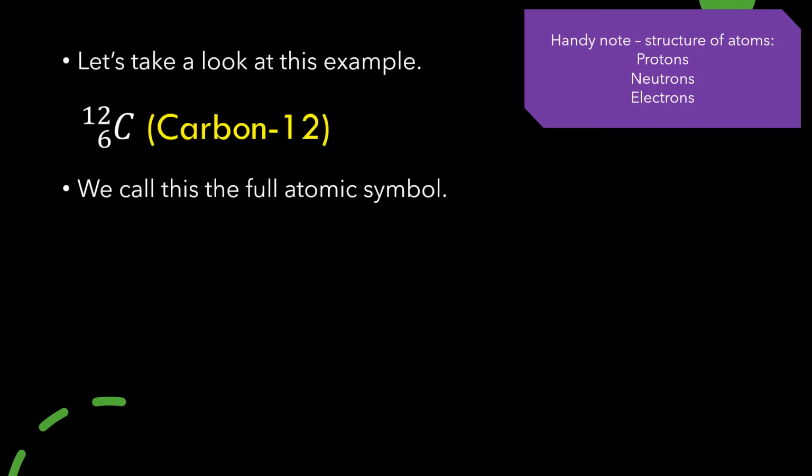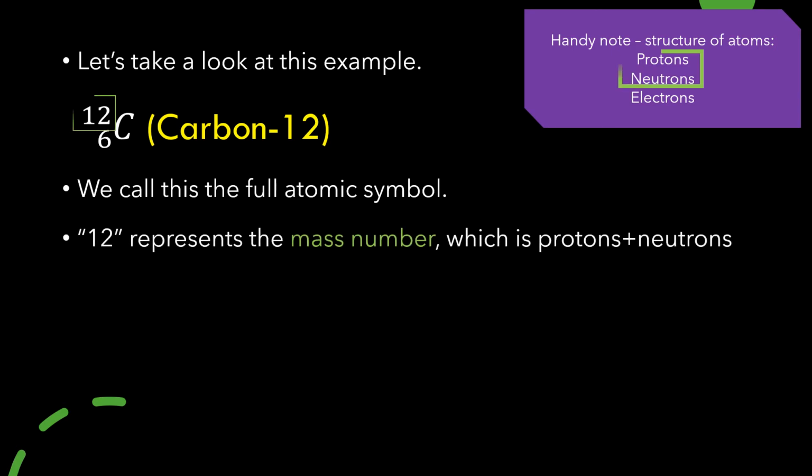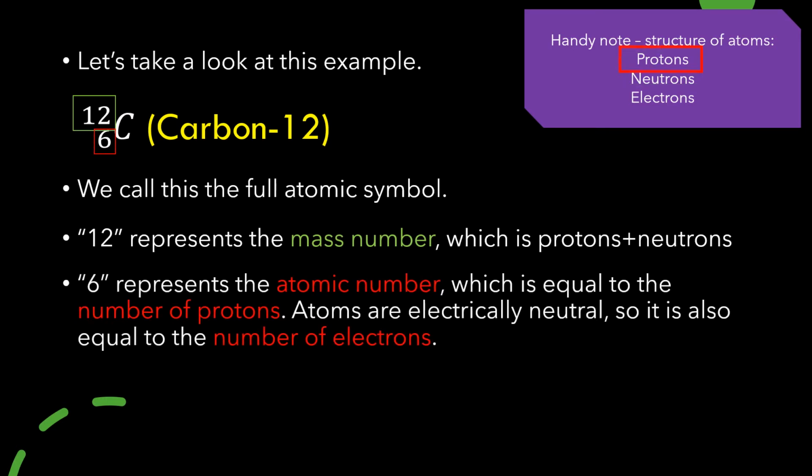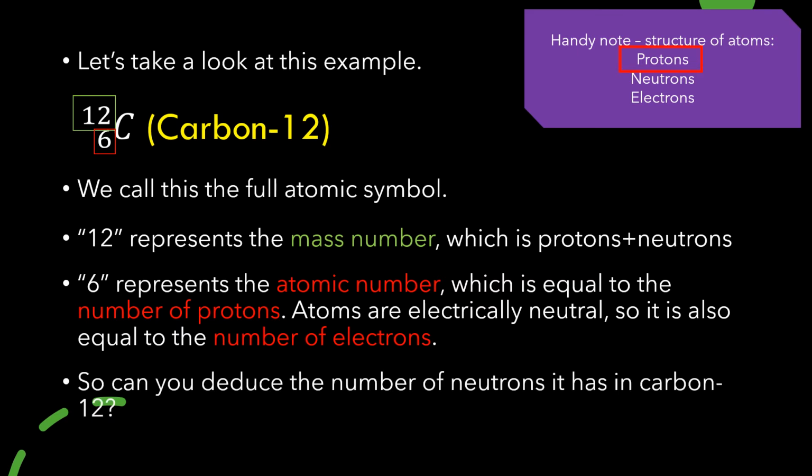In the top left-hand corner, the 12 represents the mass number, which is the sum of protons and neutrons. The number 6 represents the atomic number, which is basically the number of protons. As mentioned before, the number of electrons is equal to the number of protons, as atoms alone are electrically neutral. So how can we deduce the number of neutrons in carbon-12 just by looking at the full atomic symbol?